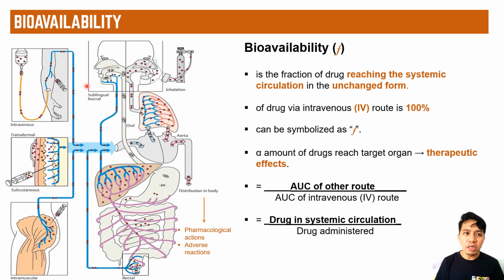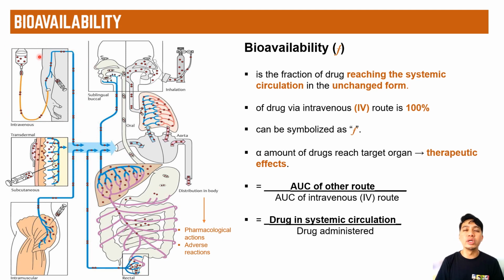All these drugs have to go through the veins, the blue color here, before they can reach the heart and ultimately reach the systemic circulation to exert their pharmacological actions. I would like to emphasize here again, not all oral drugs are able to reach the systemic circulation, except drugs that are given through intravenous injection.